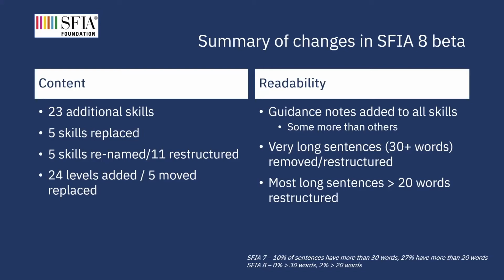Within the skills, 24 levels have been added. That's where we're fleshing out within a skill, either additional levels going upwards or downwards. And then we have some examples where we've moved some of the skills and restructured them, taking some of the skill levels from one skill to another, but essentially kept the same content.